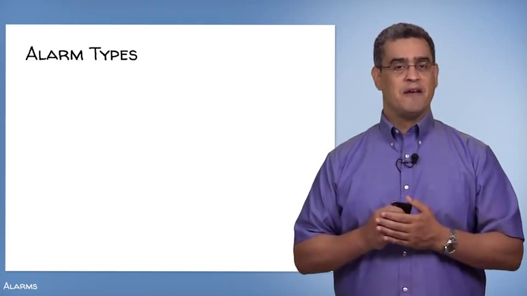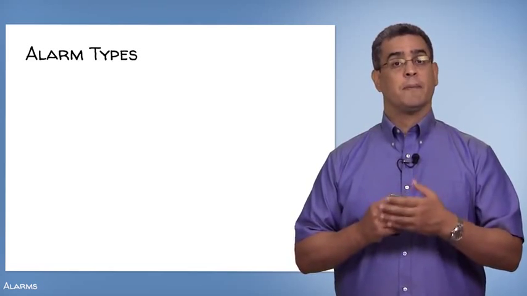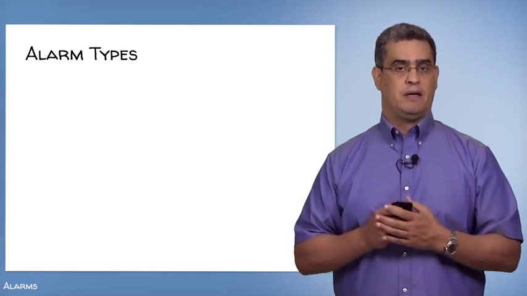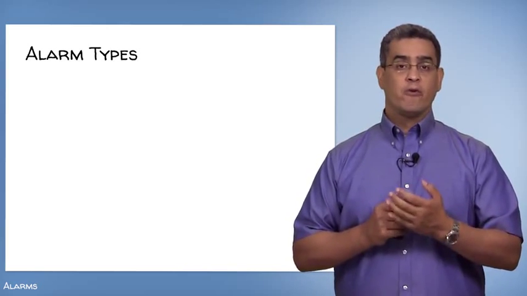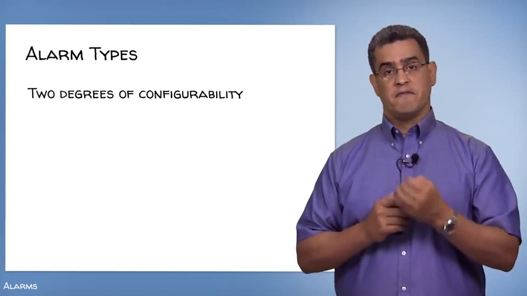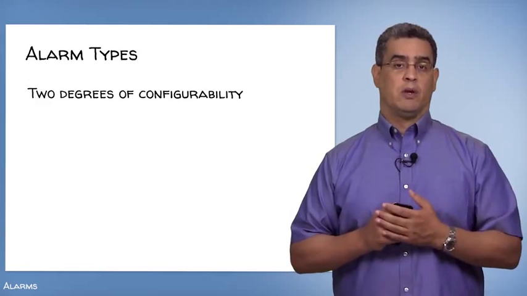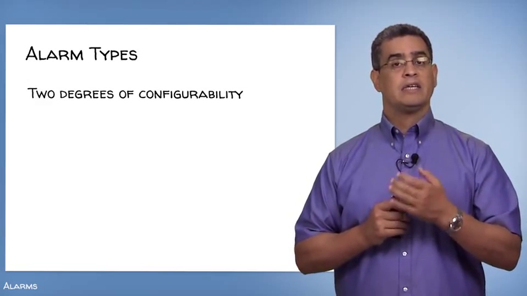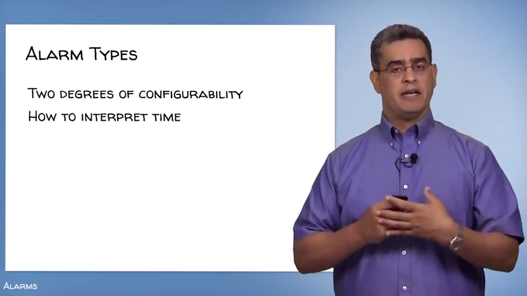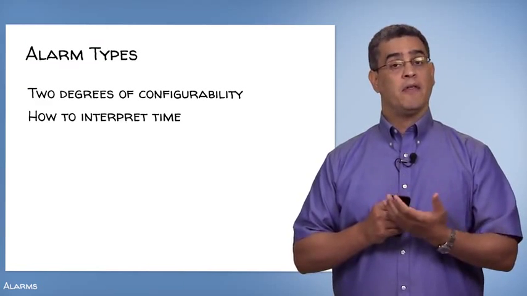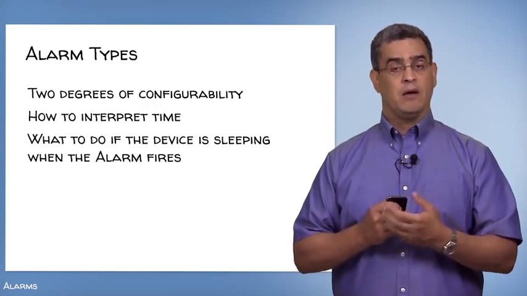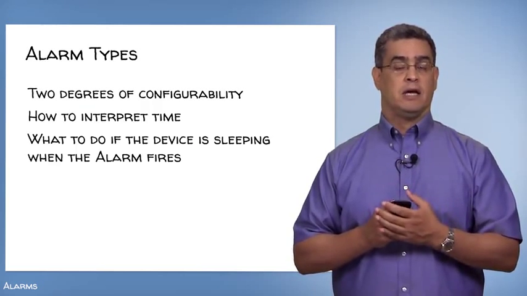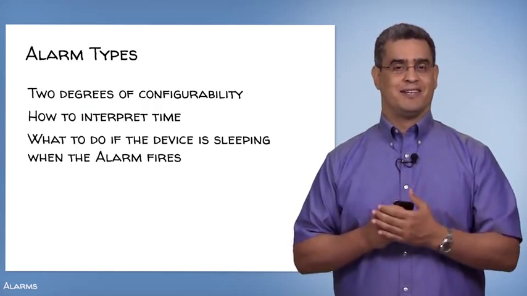Now, each of the three methods I just showed you took a parameter called type. Let's talk about alarm types now. Android provides 2 degrees of configurability with respect to alarms. One has to do with how time information is interpreted, and the other tells Android how to respond if the device is sleeping when the alarm fires. Let's look at each of these one at a time.